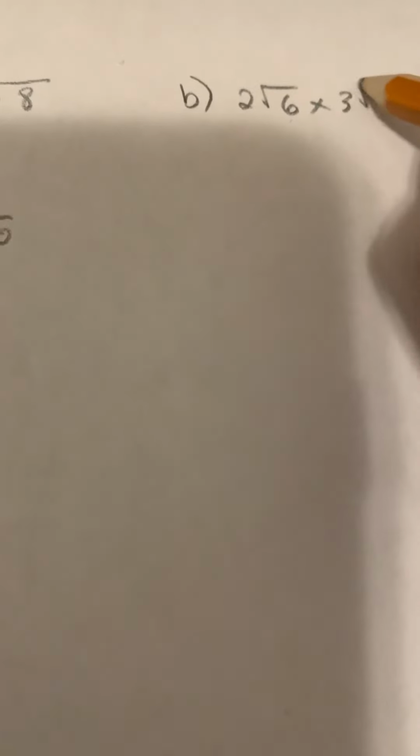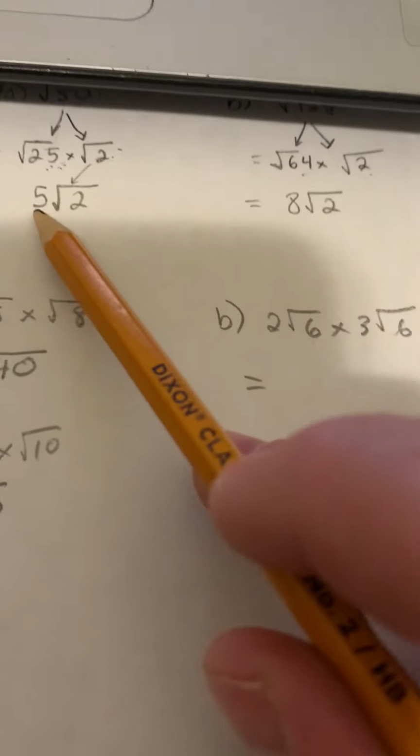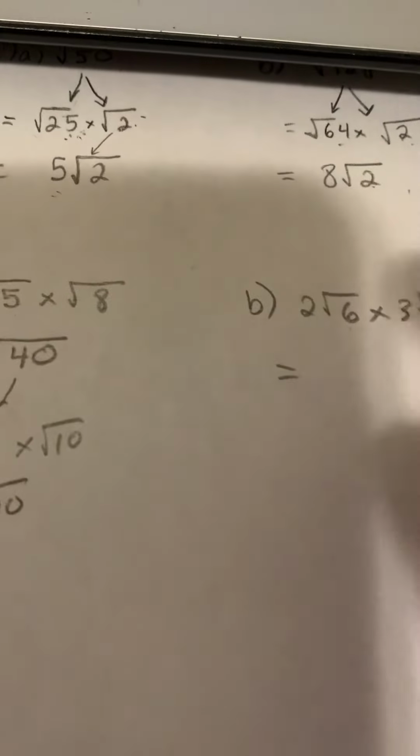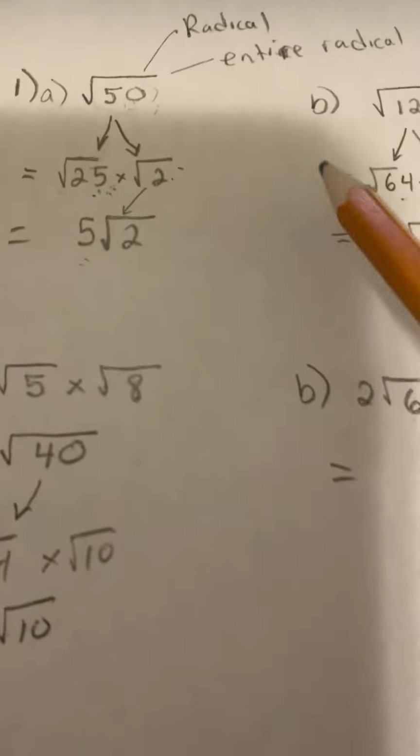Okay, B, we have 2 root 6 times 3 root 6. By the way, these are called mixed radicals. We have the entire radical, and when we break it down, we get a mixed radical. So this is a mixed radical.